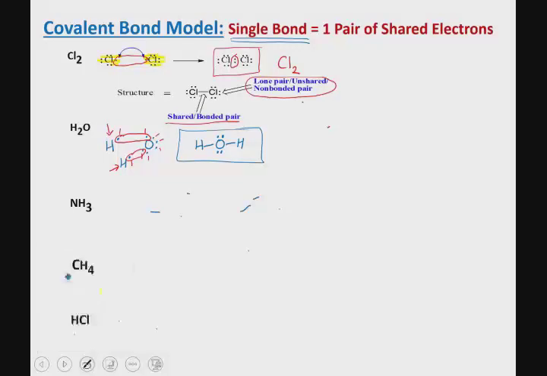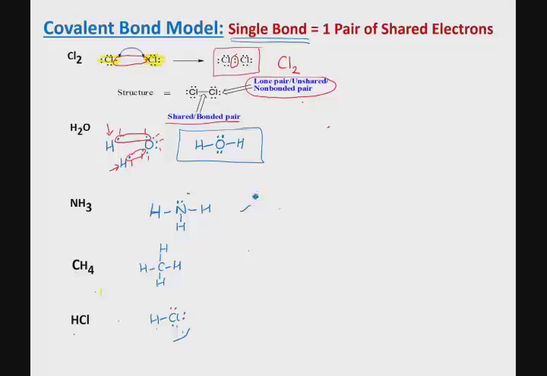If you're done drawing the structures of these, hopefully you got ammonia as this, methane as this, and HCl. Please remember that when you're drawing these structures, it's not just the bonds that you have to show, you must also show the lone pairs of electrons.